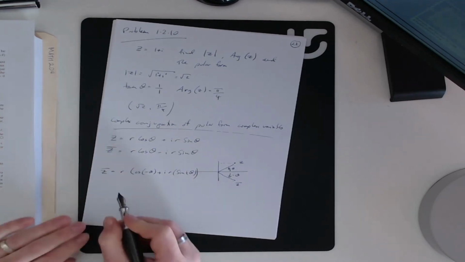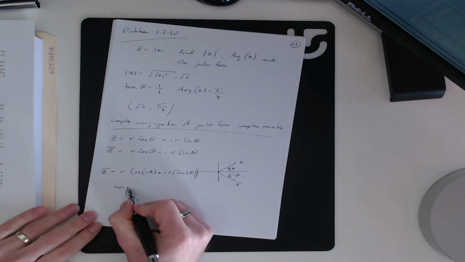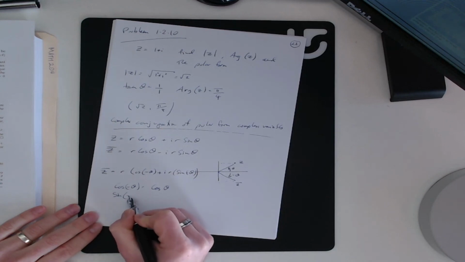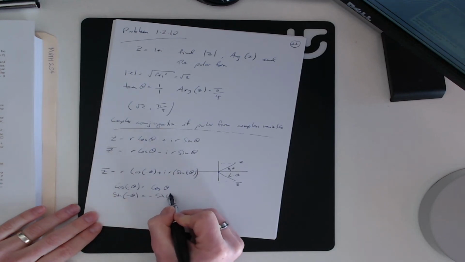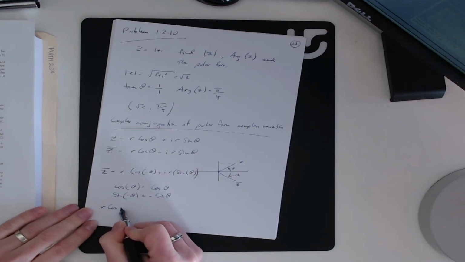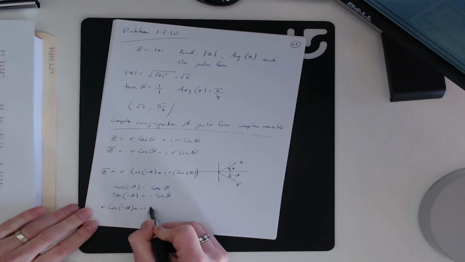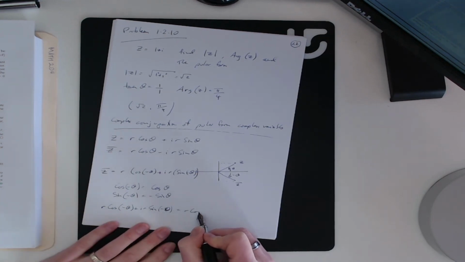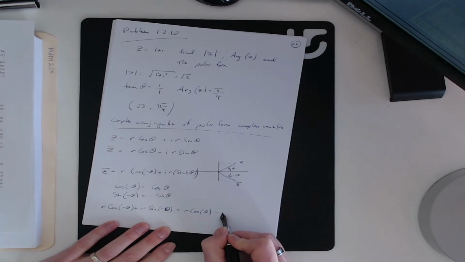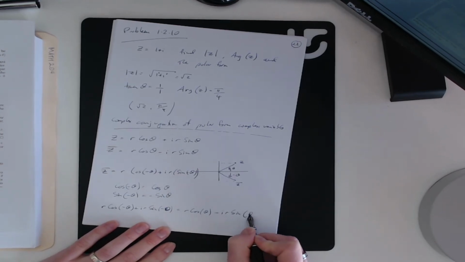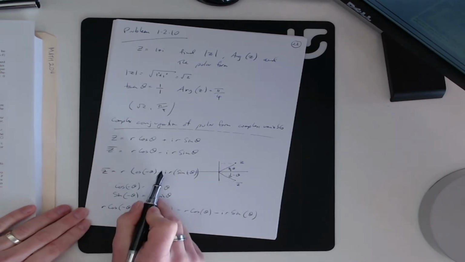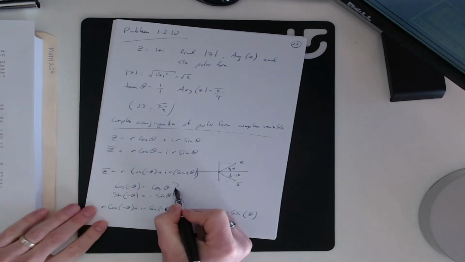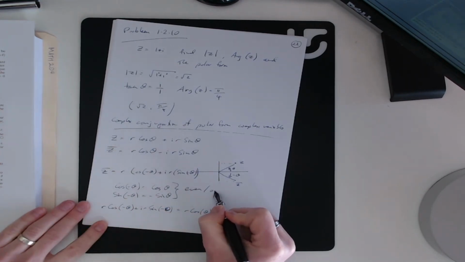Right. Now, cos of minus theta is equal to cos of theta, and sine of minus theta is equal to minus sine of theta. So r cos minus theta plus i r sine minus theta is equal to r cos of theta minus i r sine of theta, as is required for the two different forms of the complex conjugate to be valid. Right, and this is related to even/odd functions.